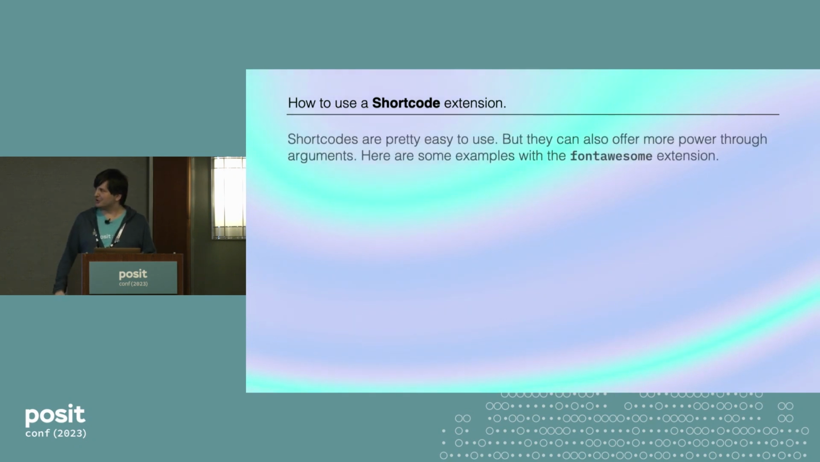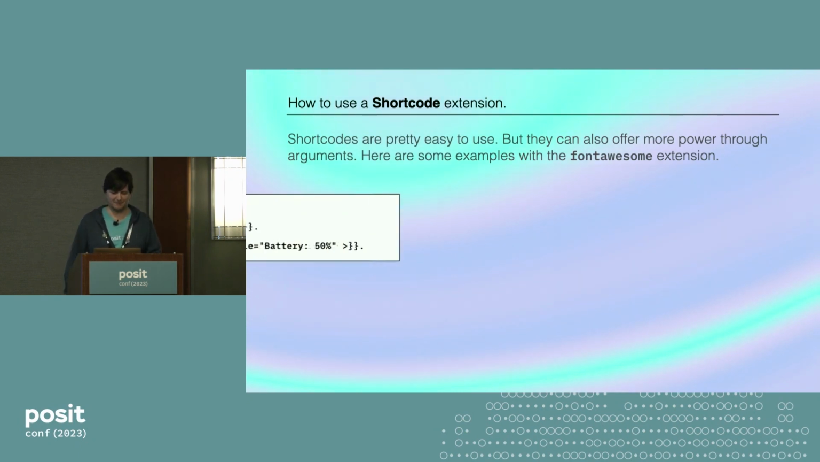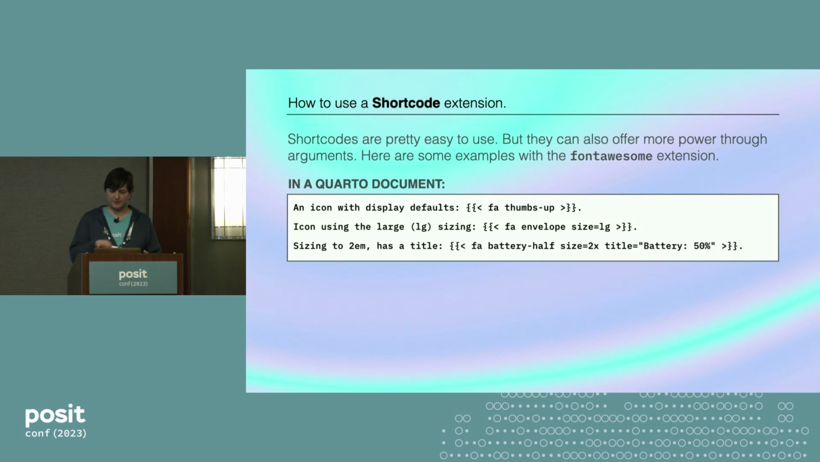Great. So shortcodes, they're pretty easy to use. But they can also offer more power through arguments. Here's some more examples with the Font Awesome extension. You can do things like, of course, just have the icon, just give the name. But you can also use size equals lg to make it large. There are different size classes, so just look at the documentation.